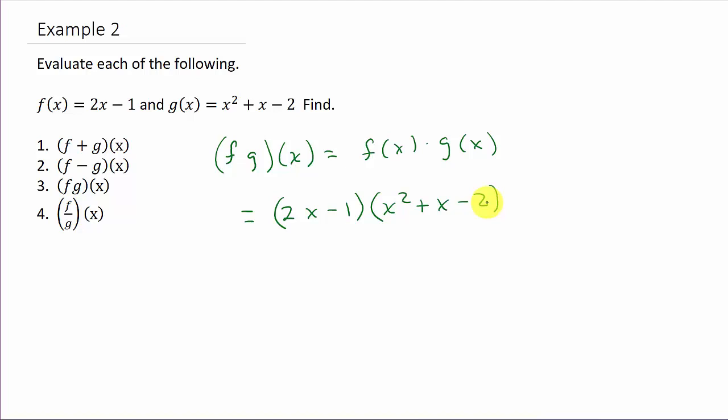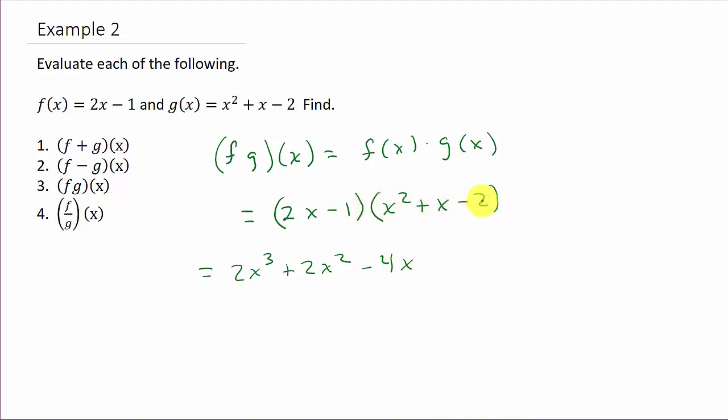But also, you could take the x squared, multiply it to each term, and then the x, multiply it to each term, and then the minus 2 and multiply it to each term. Either way will work. Alright, but like I said, we're going to do this one times this. So 2x times x squared is 2x cubed. 2x times x is 2x squared. And 2x times negative 2 is minus 4x.